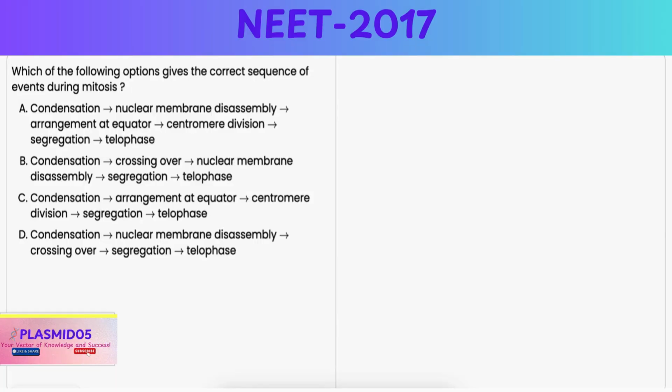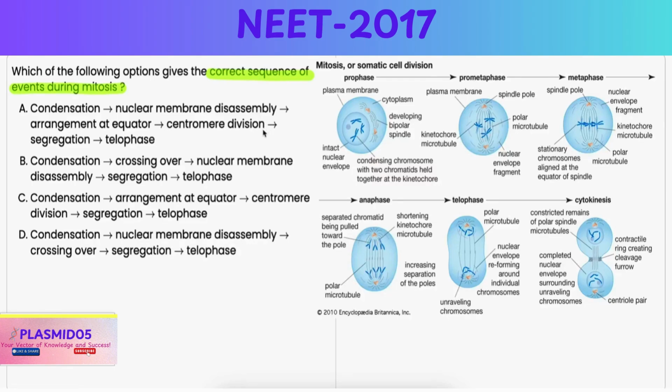In this question, you have to identify the correct sequence of events during mitosis. Now, the correct sequence of events during mitosis would be number 1, condensation of DNA so that chromosomes become visible during early to mid prophase. Number 2, nuclear membrane disassembly begins at late prophase or transition to metaphase.